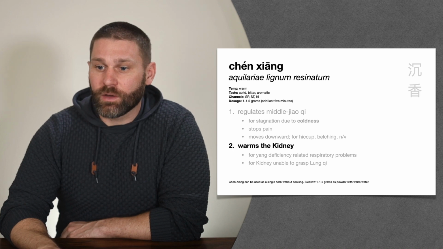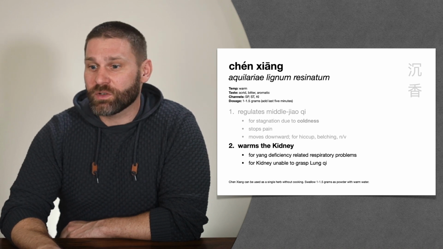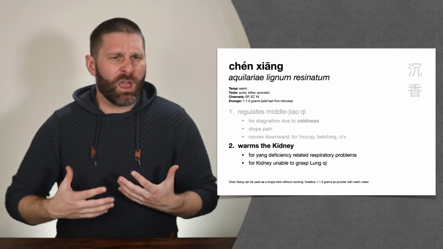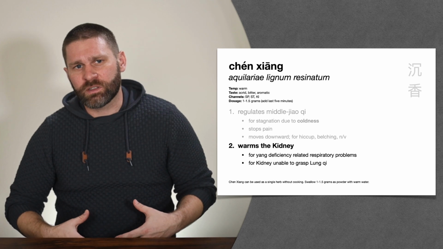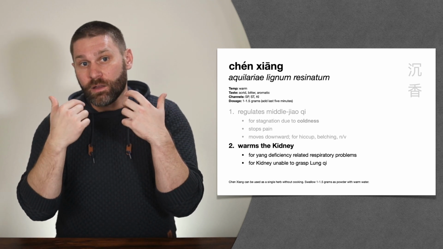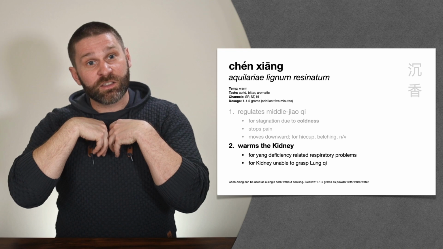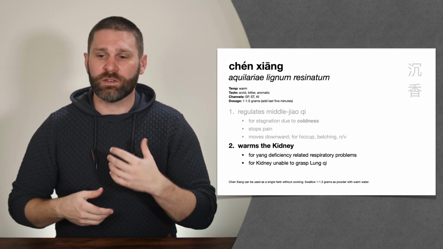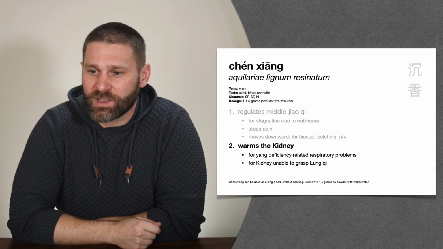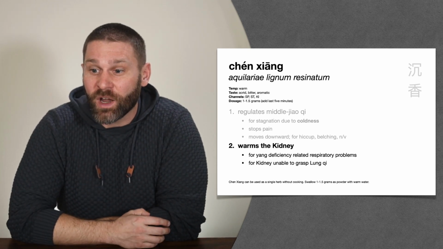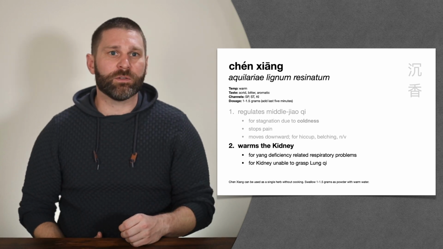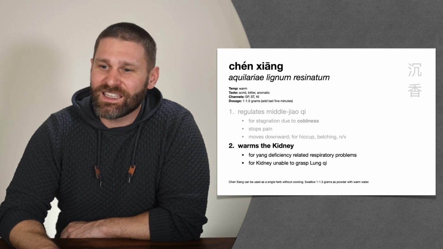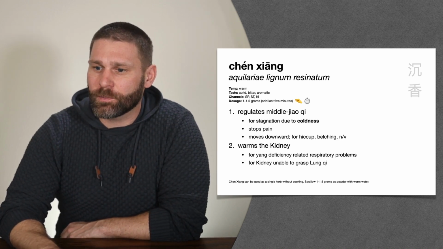And as part of its warming function, it can also warm the kidney, especially for yang deficiency related respiratory problems. Not sure if we talked about this before, but this is when you breathe in air, the qi goes into the lung, and the lung is supposed to descend it, but also the kidney is supposed to reach up and grasp it. And so that's what we mean when we say yang deficiency related respiratory problems. That's when kidney yang is deficient, the kidney can't reach up and grasp the lung qi. So that's something that Chen Xiang is good for.